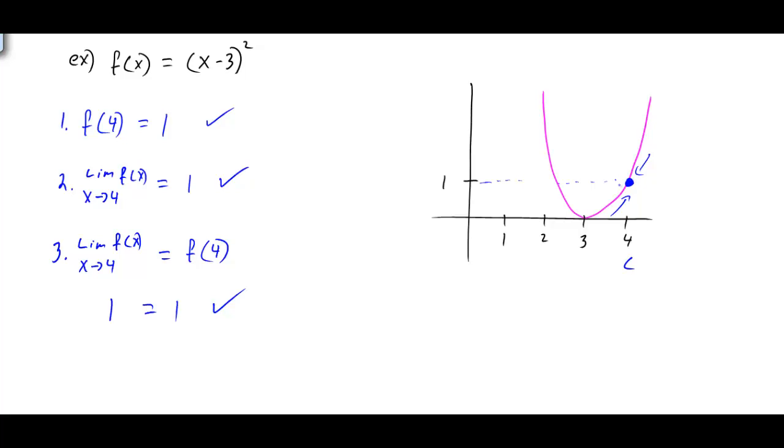Now we know this is a nice polynomial function. We end up with x minus 3 squared. It's a nice quadratic function, and we already know that it's going to be continuous everywhere because the quadratic has no breaks or holes in the graph. You could pick any point on this graph and it would meet all 3 of these conditions. And what that tells you is that this function is continuous everywhere. Okay?